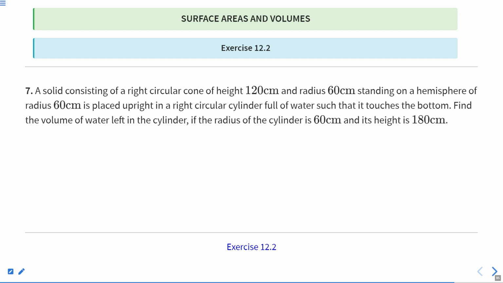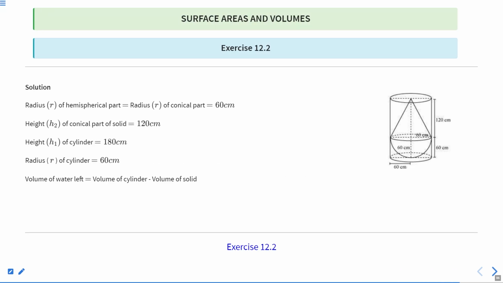Okay, and now we need to find the volume of water left in the cylinder. So if the radius of the cylinder is 60 centimeter and its height is 180 centimeter, then we need to find the volume of the water left in the cylinder. Okay, let us solve this problem. So first of all, we can draw the figure. If we draw the figure, then you will get a figure like this. Okay, so this is the actual figure of the situation.